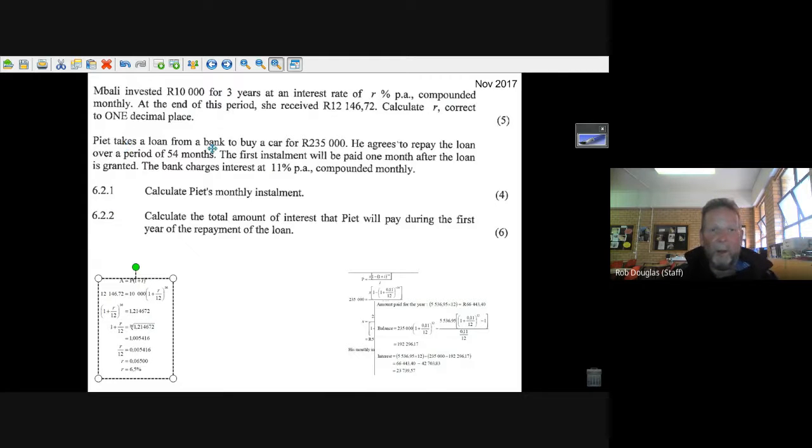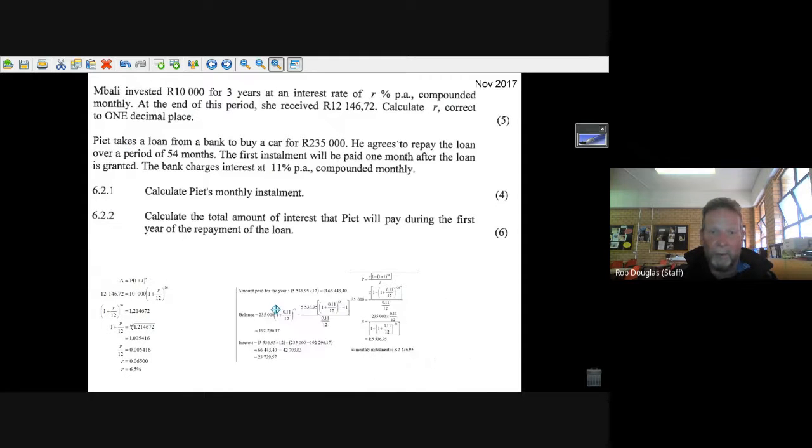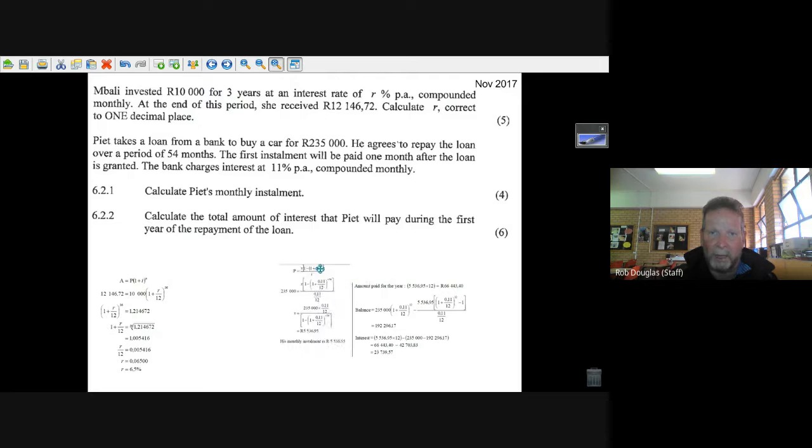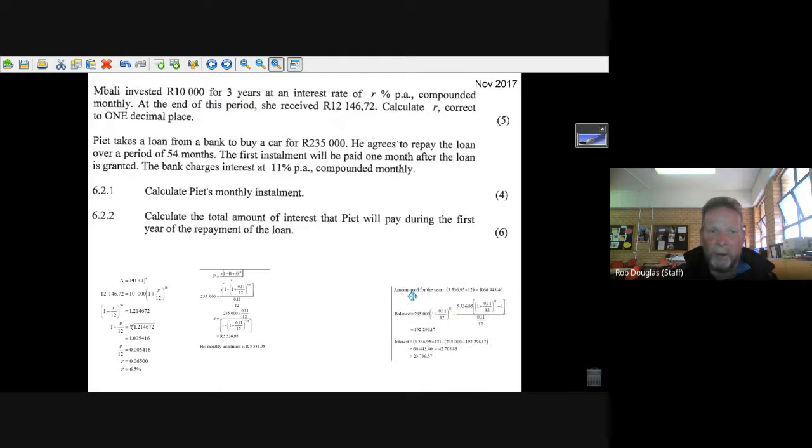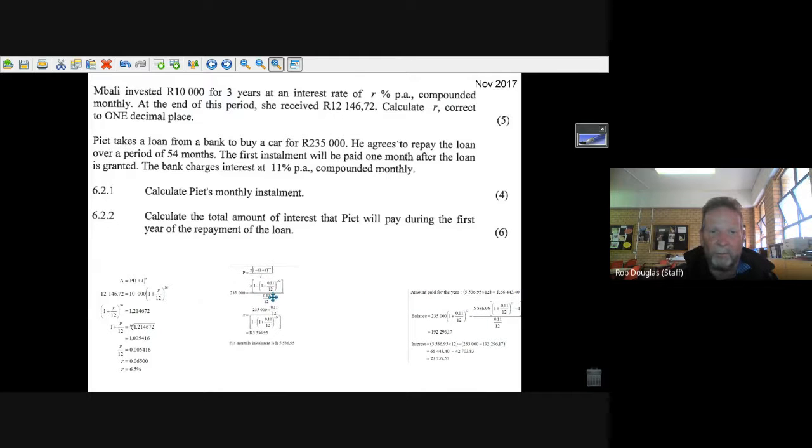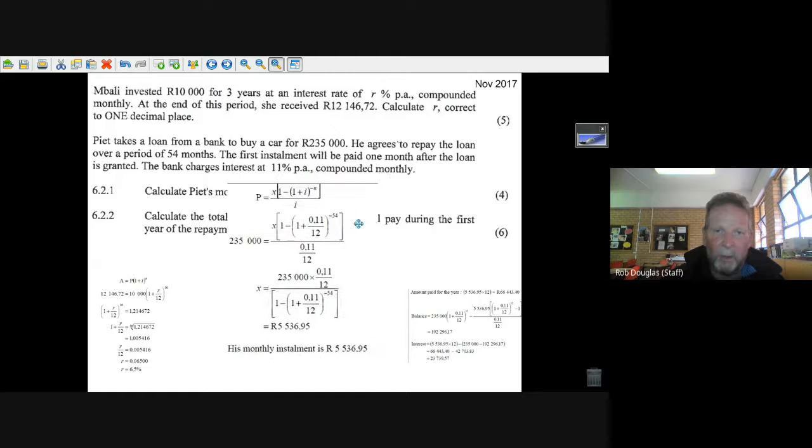This guy takes a loan from a bank to buy a car for 235,000 Rand. He agrees to pay the loan over 54 months. The first installment's paid at the end of the month, so that means the formulas just work. It says the bank charges interest of 11% compounded monthly. So let's take a look at what they did in the memo.